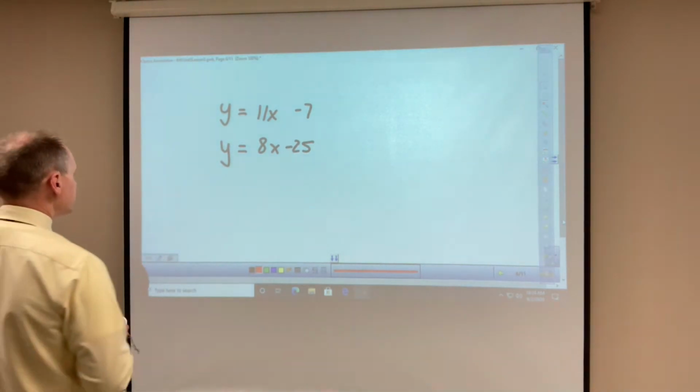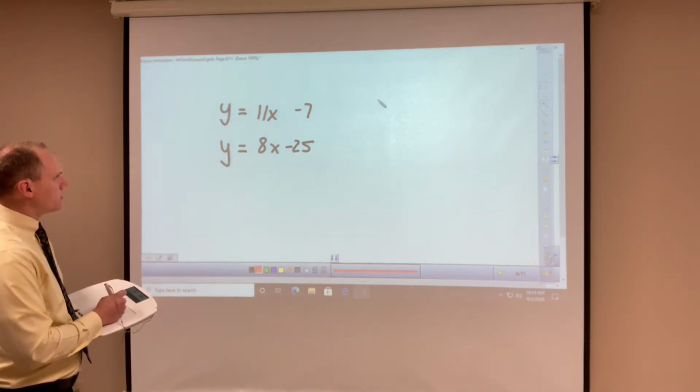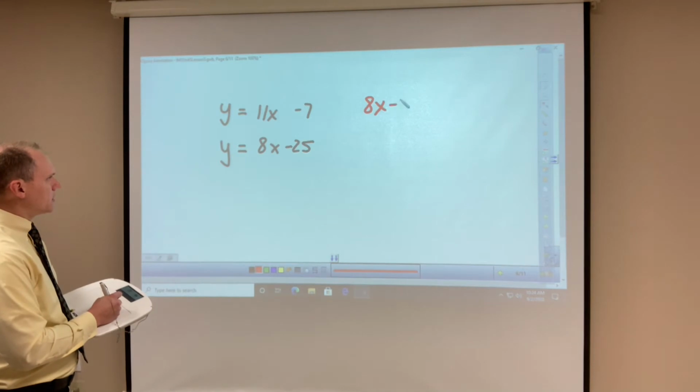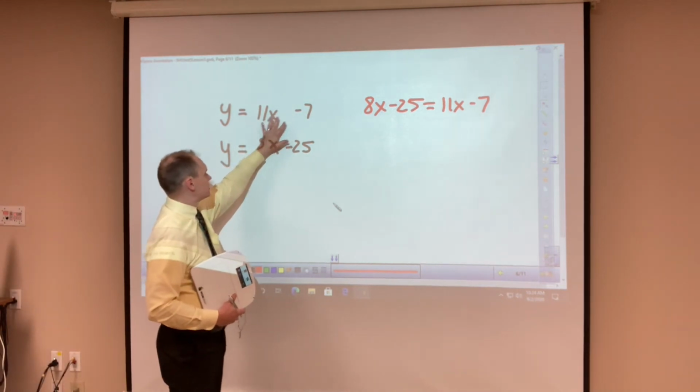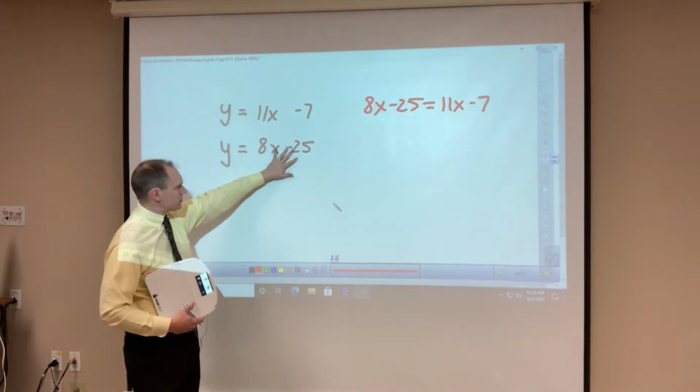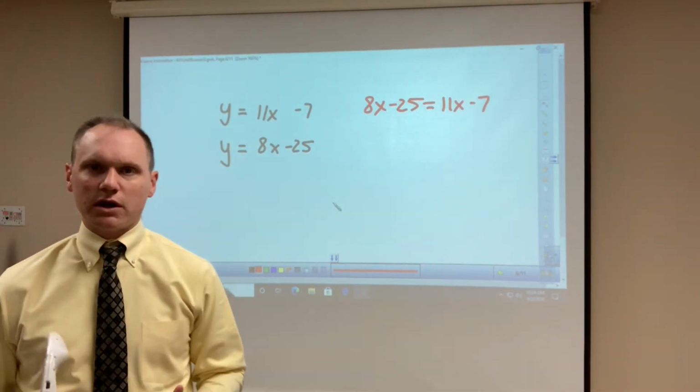All right, so in this one, same thing. If y is equal to this and y is equal to that, then therefore 8x minus 25 must be equal to 11x minus 7. By substituting this in for the y down here, or you can think about it as substituting this in for the y up here. Either way, using substitution, we're setting up this equation now.